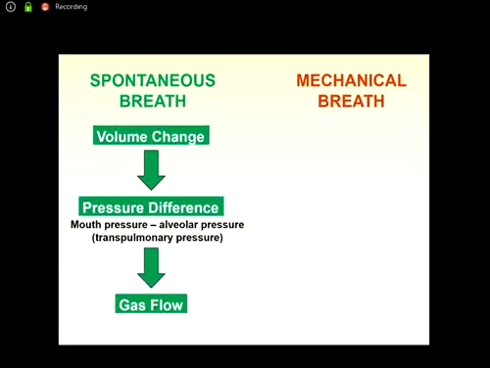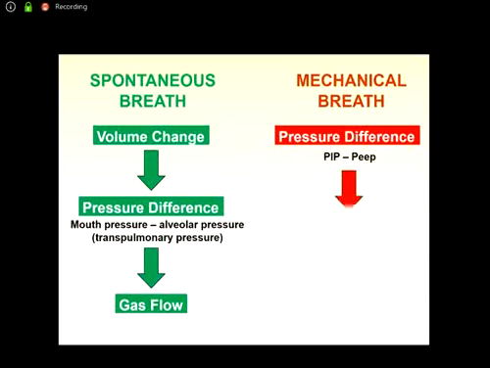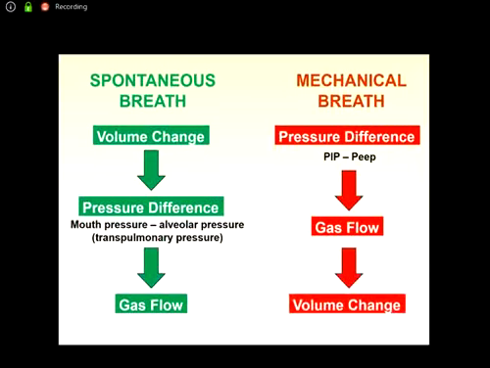Now, the other way we can get air into our lungs is when we do mechanical breath, when we put a baby on a mechanical ventilator. In that case, the first change is not volume change, it's a pressure difference. And that's created by positive inspiratory pressure that when you subtract that from the PEEP, you create a pressure difference between the mouth and the alveoli, and that makes the air go into the lungs, and that then will create a volume change.